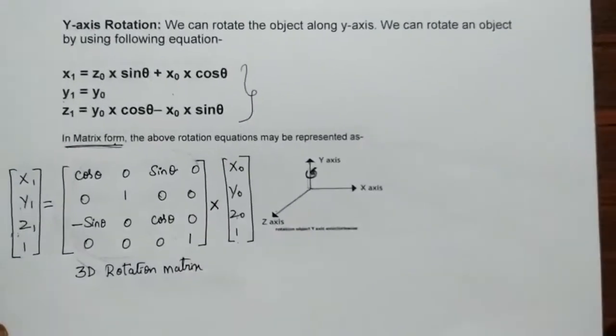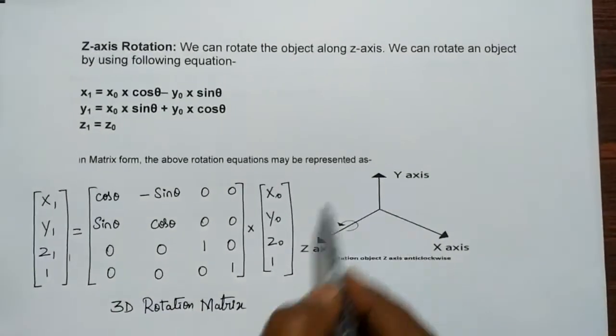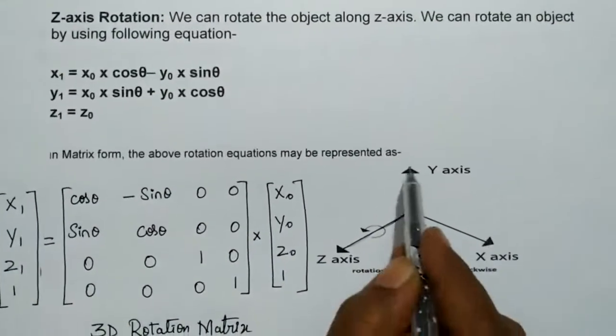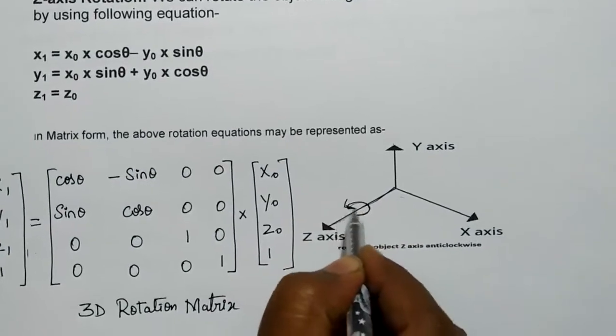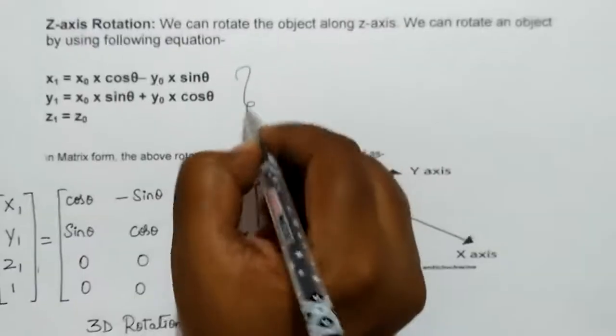Another type of rotation is called Z-axis rotation. In this XYZ plane, this is the Z-axis, this is the X-axis, and this is the Y-axis. Suppose we rotate an object along the Z-axis, clockwise or anti-clockwise. We can do this with the help of this equation.